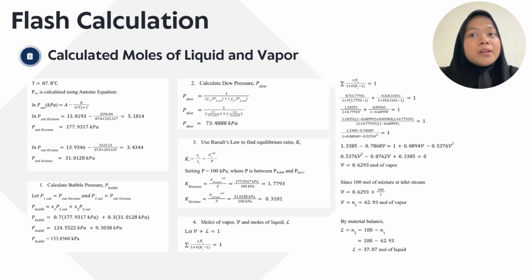So V will be 62.93 mole of vapor. And by using material balance, we will get L equals 100 minus 62.93. And L equals 37.07 mole of liquid.